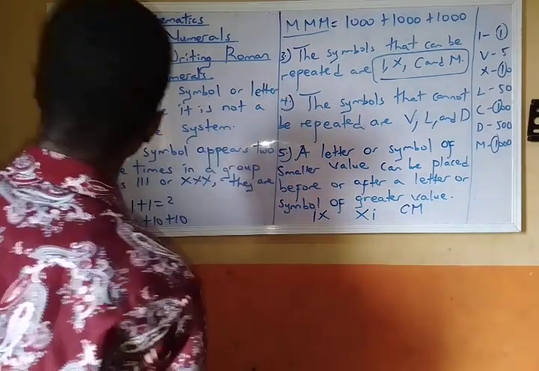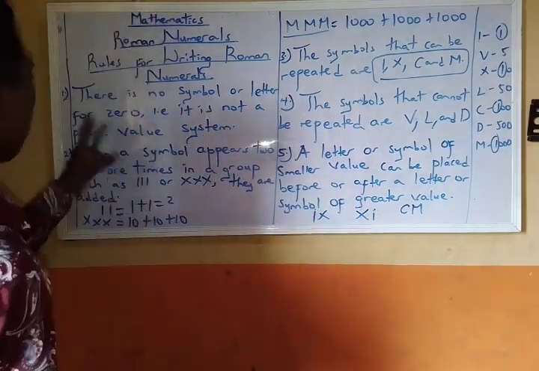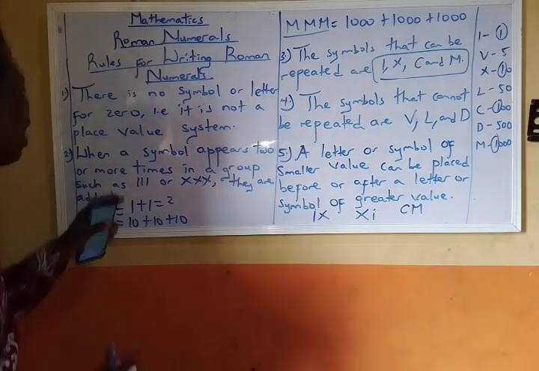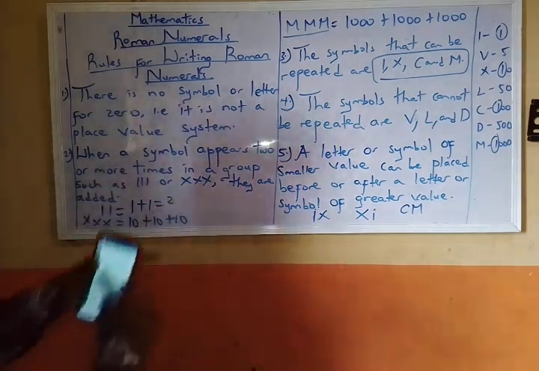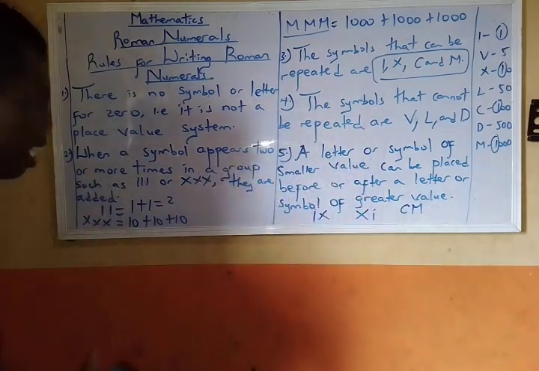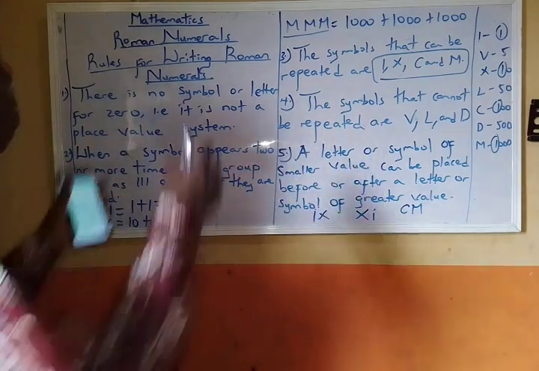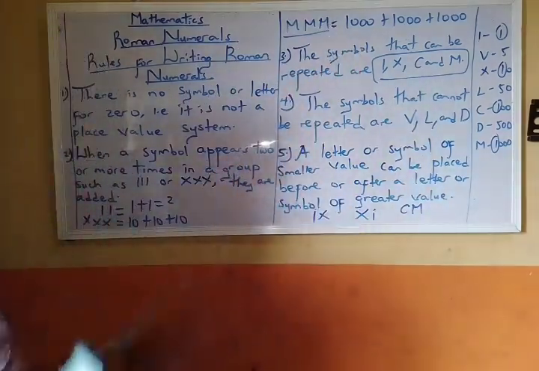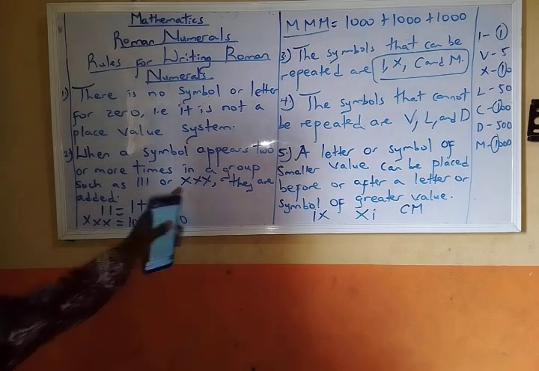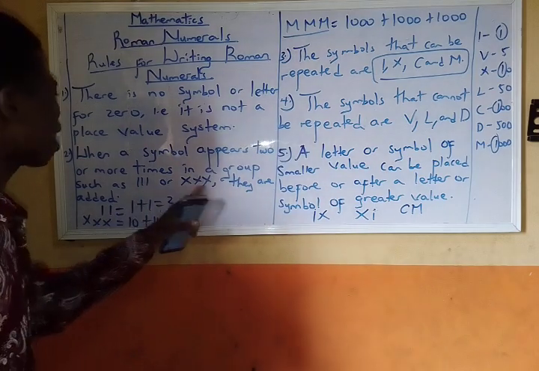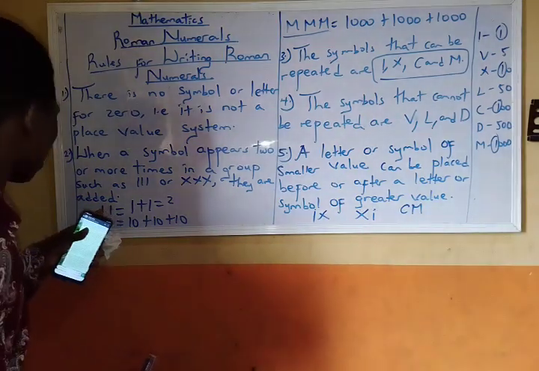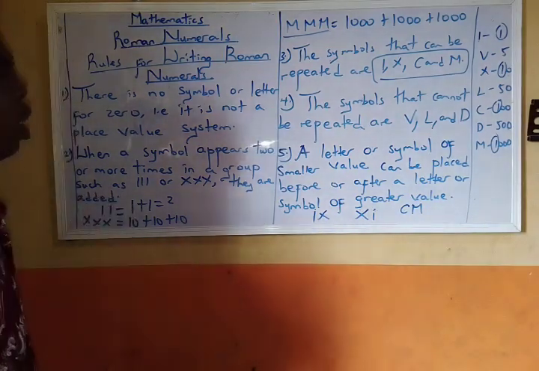You can see now, the first rule is there is no symbol or letter for 0. We don't have a symbol or letter for 0. The next rule is when a symbol appears 2 or more times in a group, they have to be added. The values of those symbols have to be added, right? So when a symbol appears 2 or more times in a group, such as II or XX, they are added. Even if it is II like this, you add their values.